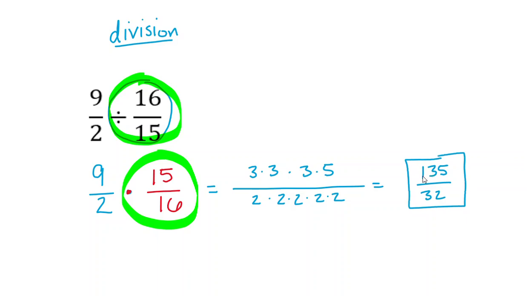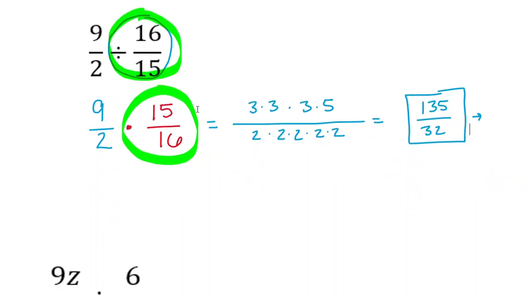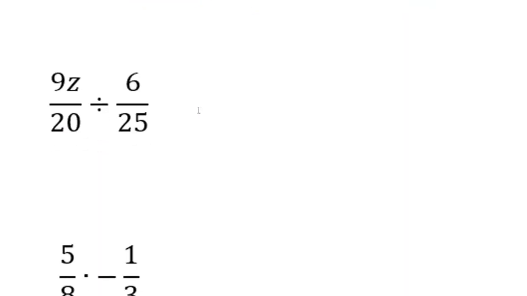Notice that one thing I'm not doing is I'm not changing this to a mixed number. I'm not asking how many times does 32 go into 135 and then dividing and coming up with a whole number part and a fraction part. We're done with that. We might look at that again, but we don't want mixed numbers when we do algebra. So we're going to leave that behind.